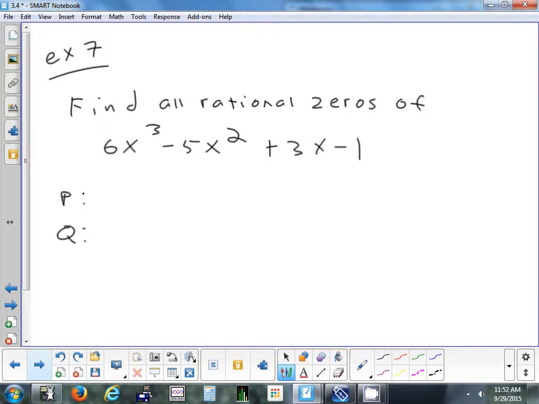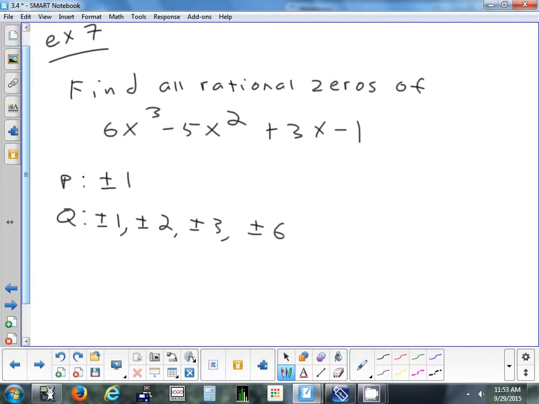Okay, what are my possible options for p? Plus or minus 1. Okay, how about q? Plus or minus 1, plus or minus 2, plus or minus 3, yep, plus or minus 6. Okay, so let's list all the possibilities for p over q. It's basically just going to be positive or negative 1 over everything. Again, just the possible rational roots.